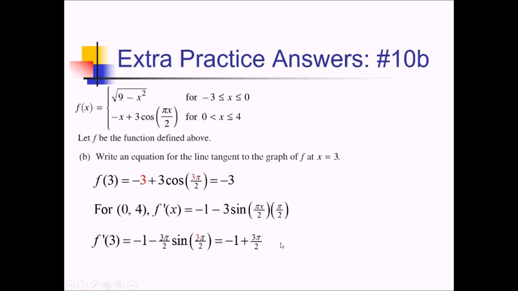So now putting it all together in point-slope form, I have y minus my y value of negative 3, so that would be y plus 3, equals my slope of negative 1 plus 3 pi over 2, which I'm going to put in parentheses just so I don't lose anything there. And I'm multiplying that by x minus the x value they gave us, so that would be x minus 3. And no need to simplify, so I am just done.